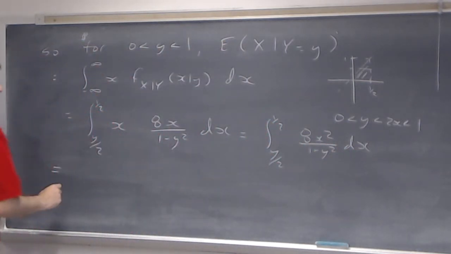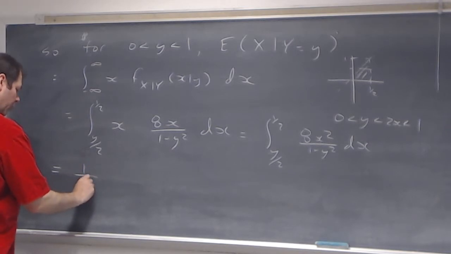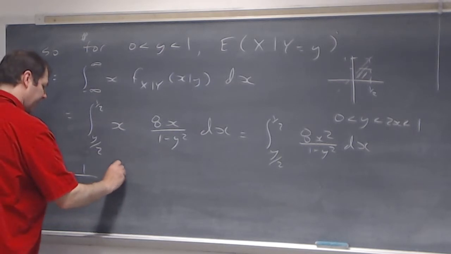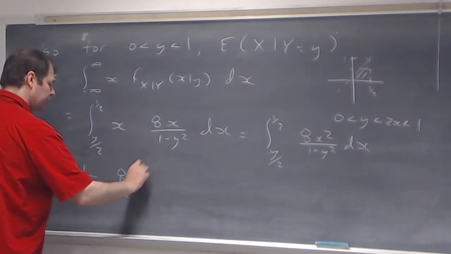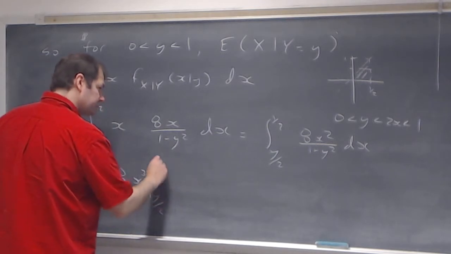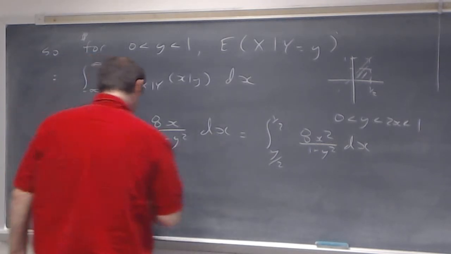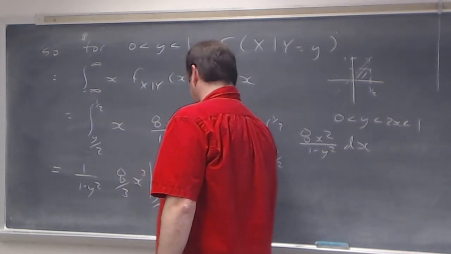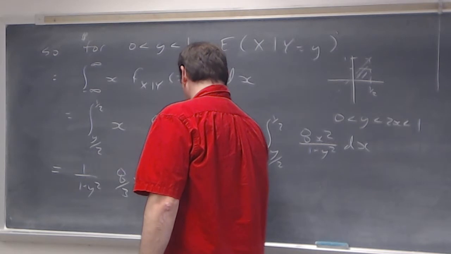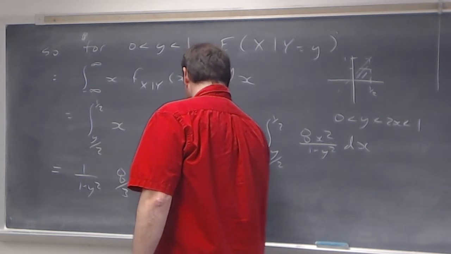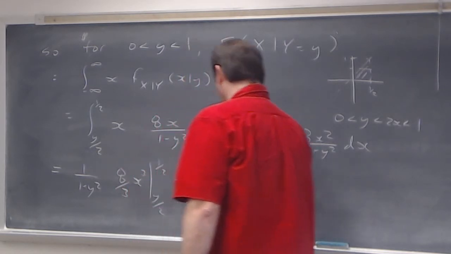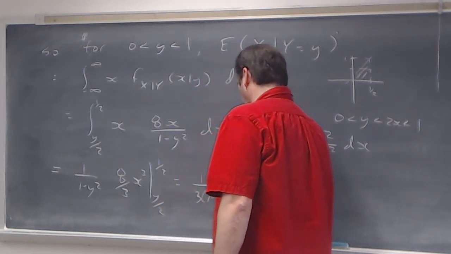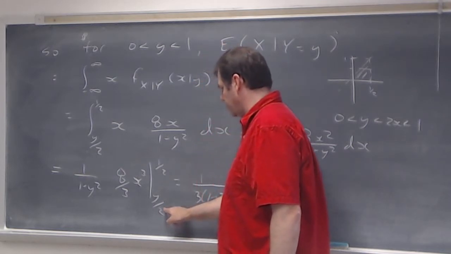That's equal to, here you take out the 1 over 1 minus y squared. The antiderivative for 8x squared will be 8 over 3 x cubed. We evaluate that from y over 2 to 1/2. When I stick in 1/2, 1/2 times 1/2 times 1/2 is 1/8. That's going to cancel with that 8 there. So I'm going to have 1 over 3 times 1 minus y squared. And then when I stick in for x, y over 2, again, the 2 in the bottom is going to be cubed and would have 8.